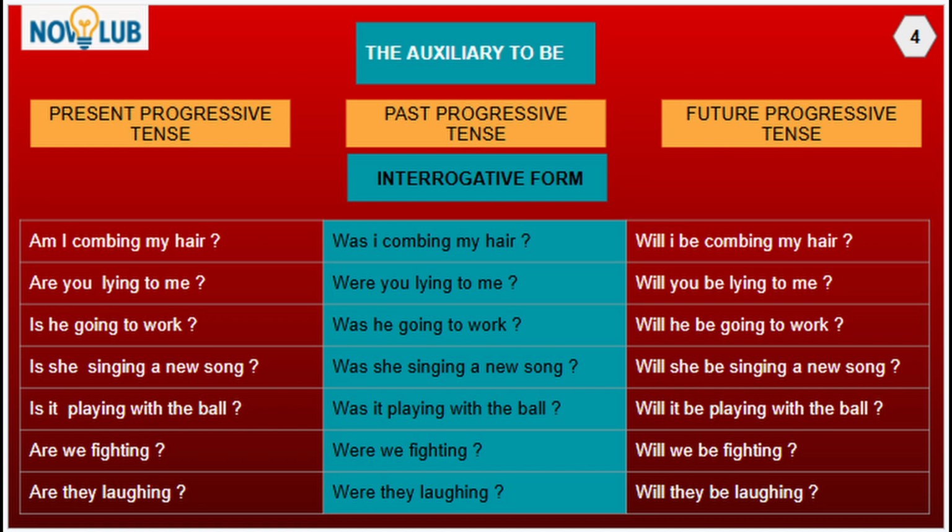Future progressive tense interrogative form, we will say, "Will I be combing my hair?" Will you be lying to me? Will he be going to work? Will she be singing a new song? Will it be playing with a ball? Will we be fighting? Will they be laughing?